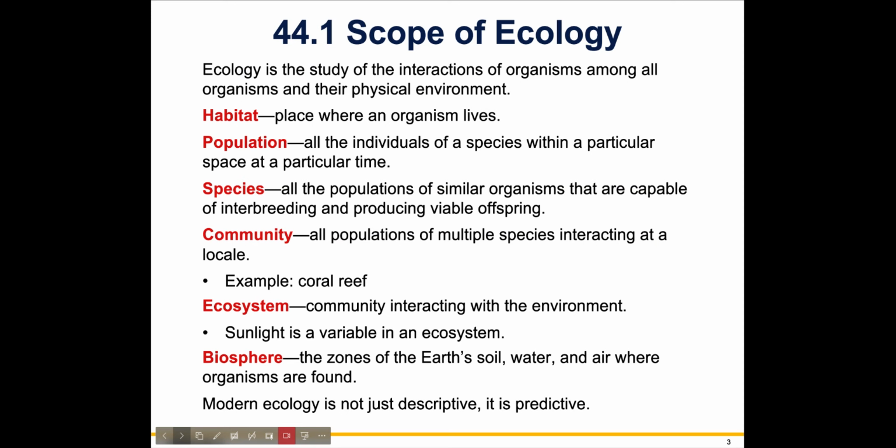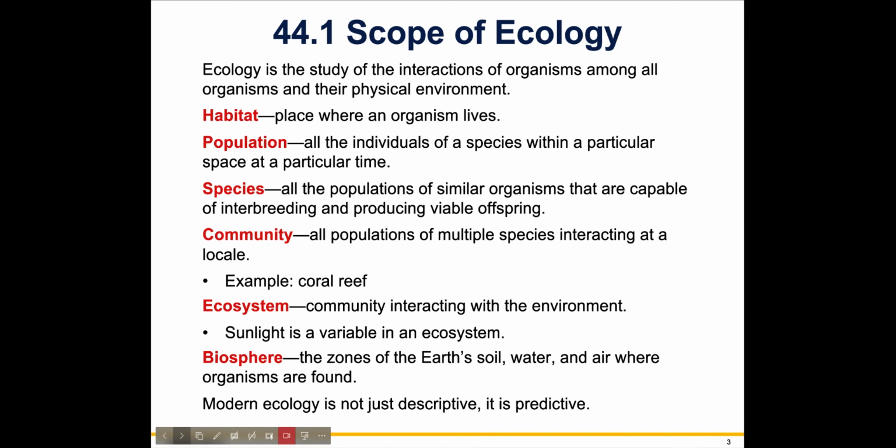So we need a bunch of new vocab. We need habitat, that is the place where the organism lives. We need population, all the individuals of a species within a space at a specific time. And it is the scientist studying the population that gives us what is that space, what is that time. Then there are species, that is all the members of a population that are able to interbreed with one another and give us a viable offspring.